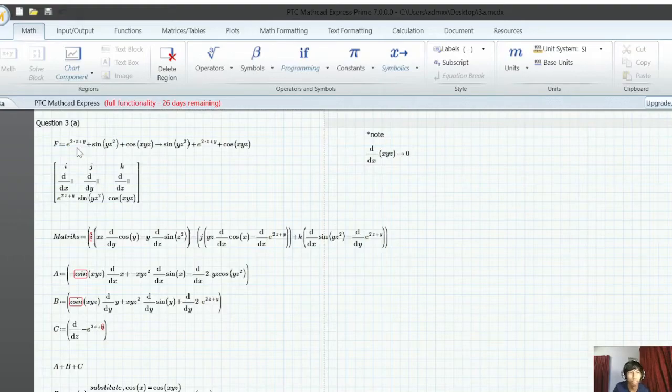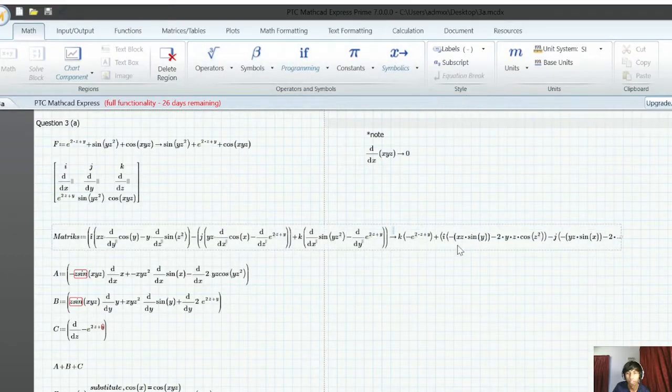So this is question 3A. So this is the equation and this is the matrix for the triangle matrix which F. So this is the output for the matrix. So this answer, A is coordinate I, B is coordinate J, and C is coordinate K.